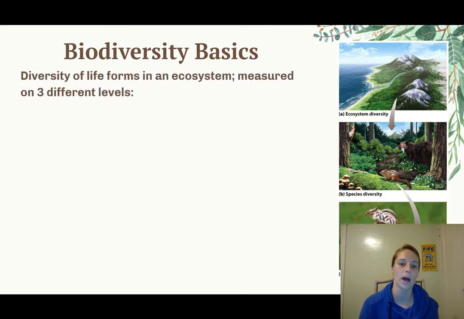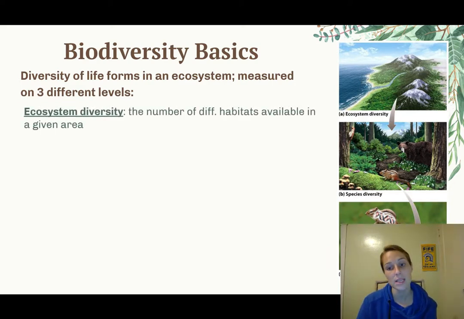So we're going to start with some basics about biodiversity and the different levels that we look at when it comes to biodiversity in ecosystems. So typically we're going to be measuring it on 3 different levels. The first level is going to be ecosystem diversity, and this is going to be the number of different habitats available in a given area.